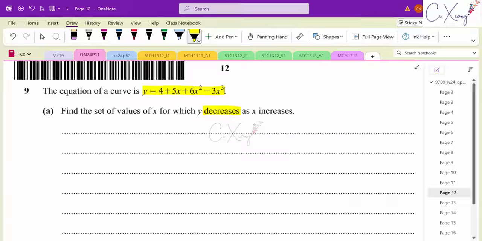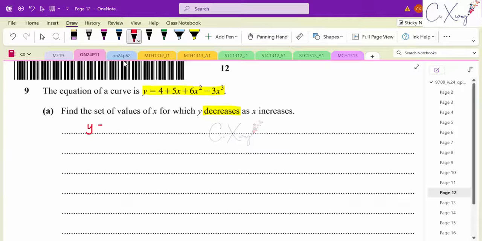When we want to investigate whether the function is decreasing or increasing, we need the differentiation, dy/dx or f prime of x, because dy/dx is the gradient of the tangent. If the gradient of the tangent is positive, it means the graph is going up, which is increasing. If dy/dx is negative, or the gradient of the tangent is negative, it means the function is decreasing. So first we need to find the differentiation.